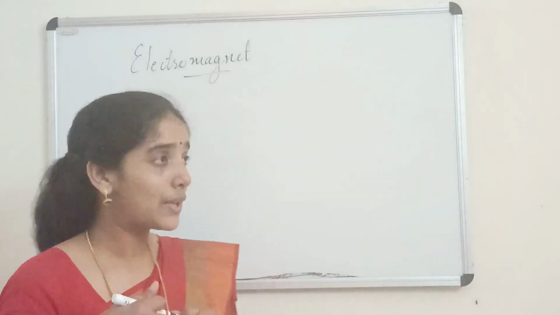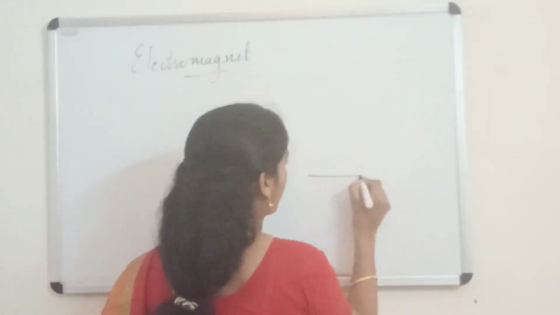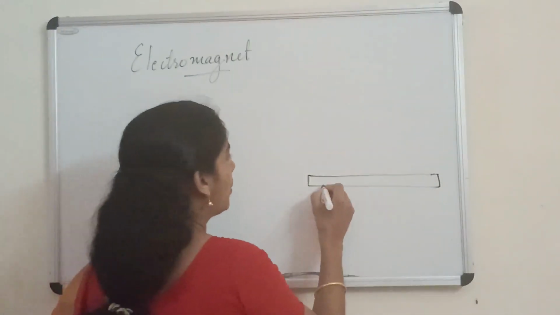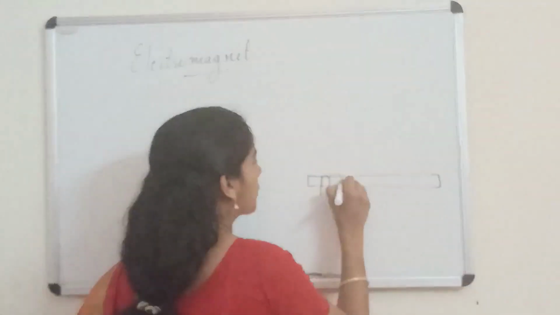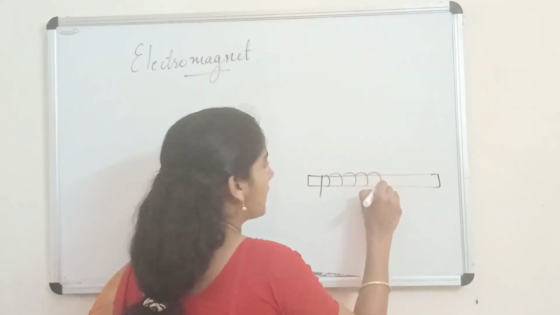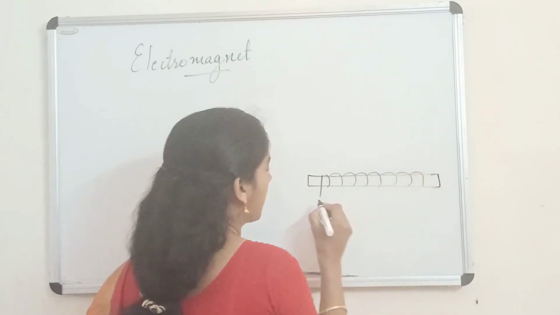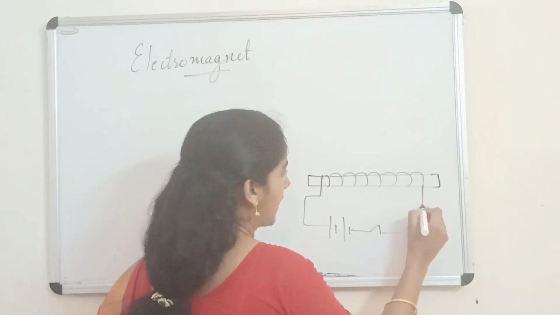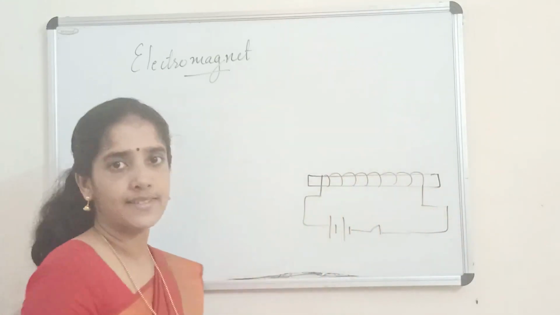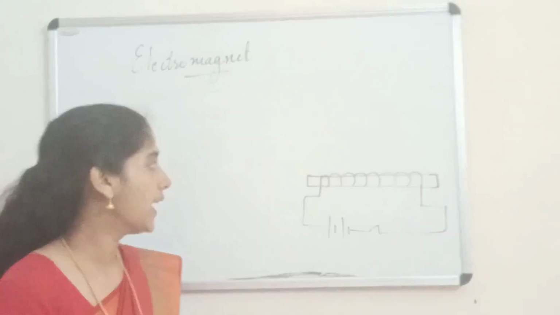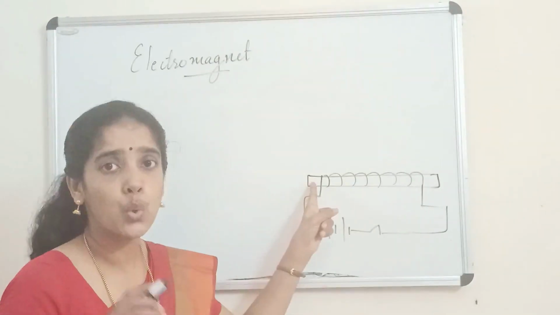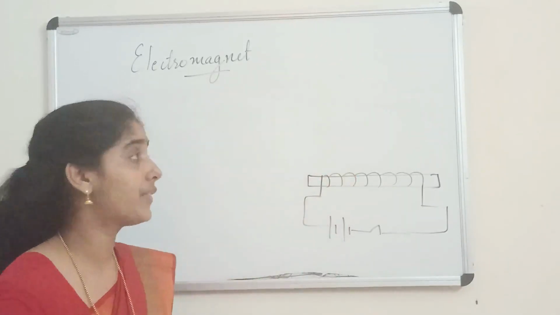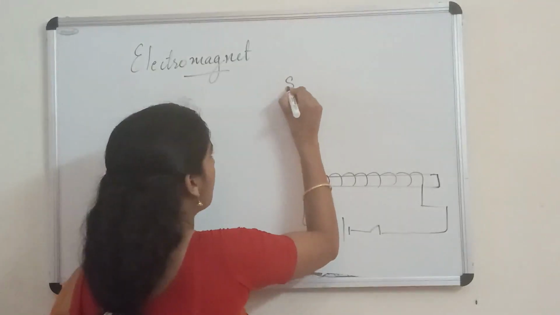First let us draw the figure of the electromagnet. For obtaining the electromagnet, first of all we take an iron core, and then over the iron core we wind the insulated copper wire. The resulting magnet is called an electromagnet, and here we provide the supply. Electricity is passed through this arrangement, and the device acts like a magnet. Here, this rod is the core. What is the material used for making the core of an electromagnet? It is soft iron.